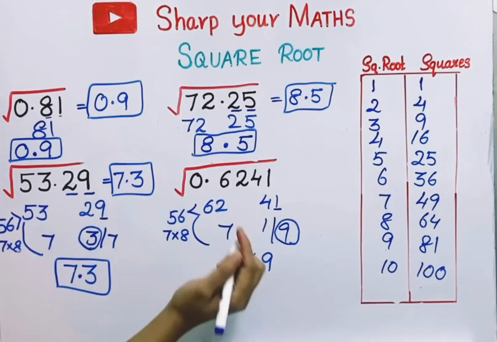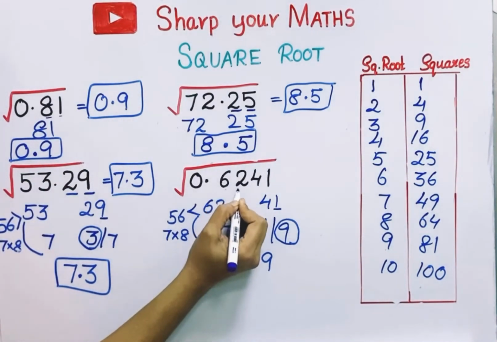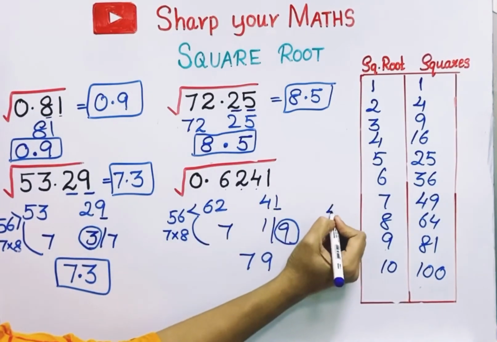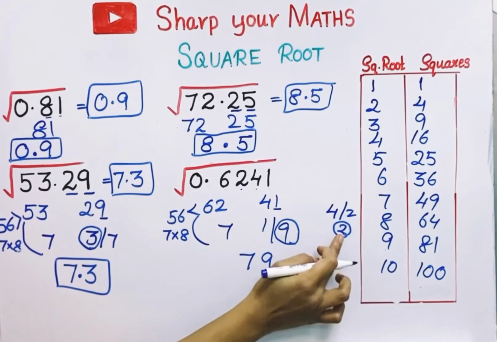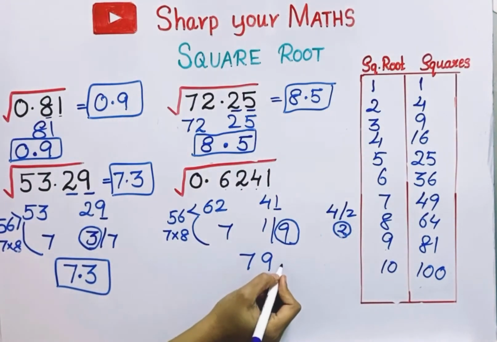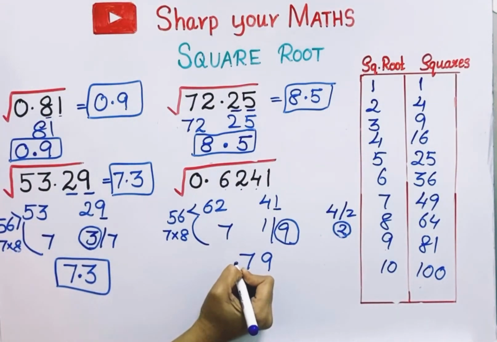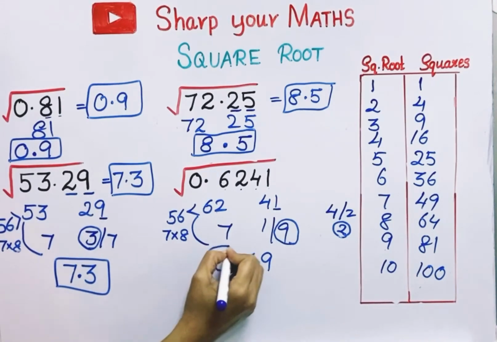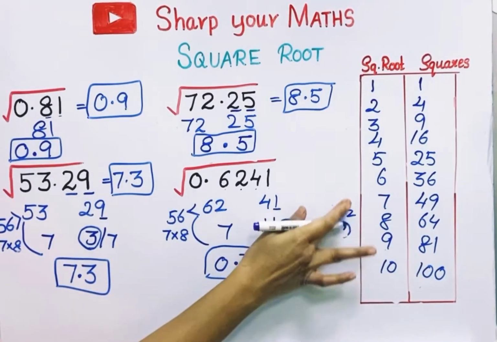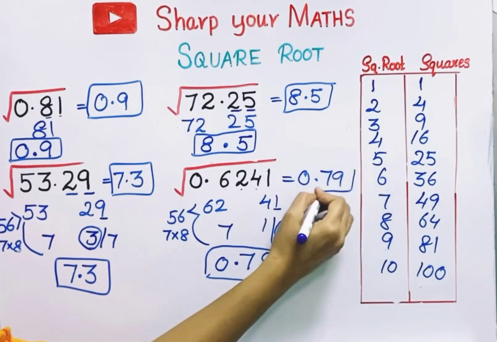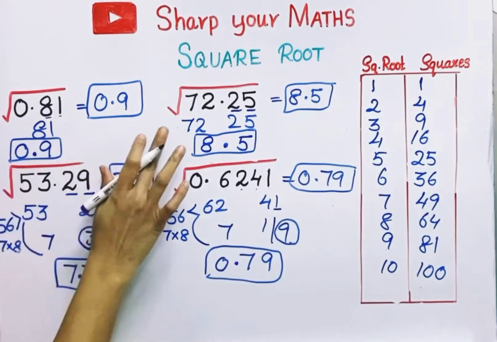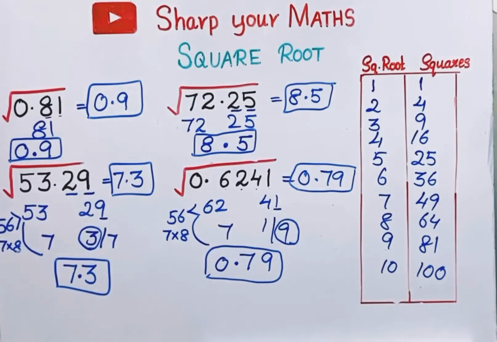To insert the point, check the decimal places in the question. 1, 2, 3, 4. So 4 decimal places. Take off half of it, which is 2. The answer should have 2 decimal places. So from the right side, move 1, 2 and put the point. Answer is 0.79. So to find the square root of decimal numbers, take the number without the point and then follow the procedure as we did in type 1.